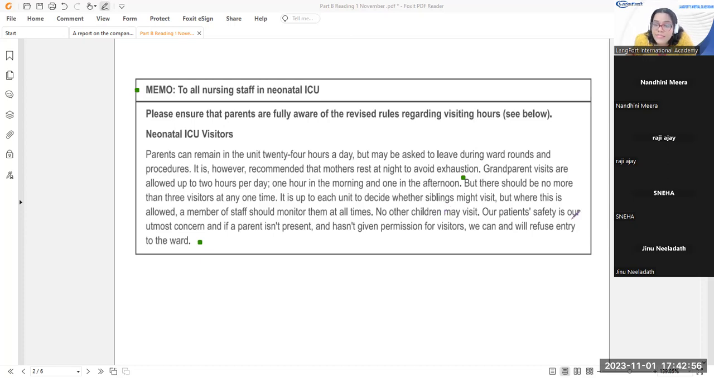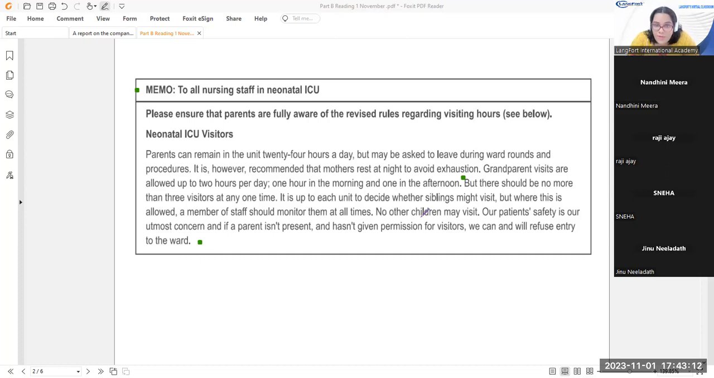Okay, our patient safety is our utmost concern. Our patient safety is the most important thing. And if a parent isn't present and hasn't given permission for visitors, if there is no parent and the parent has not given permission, then the staff can and will refuse entry to the ward.